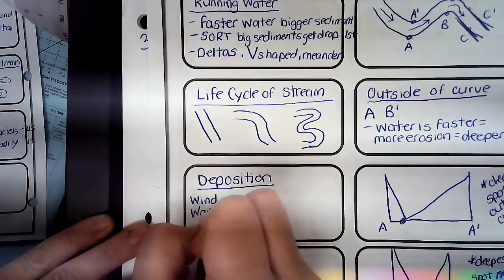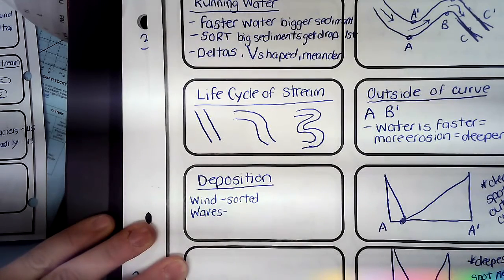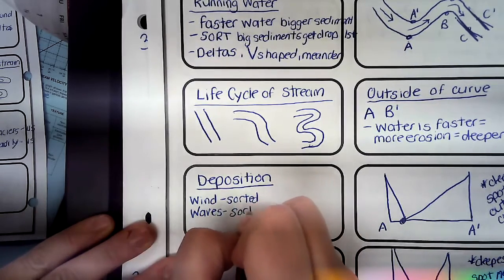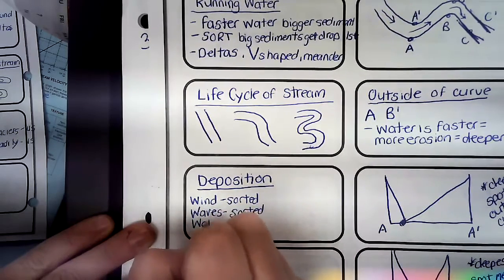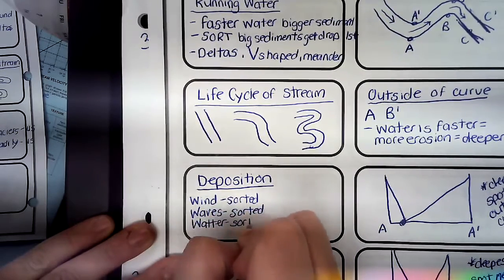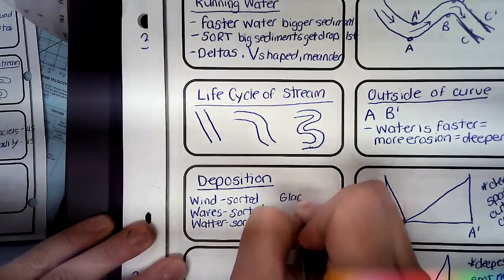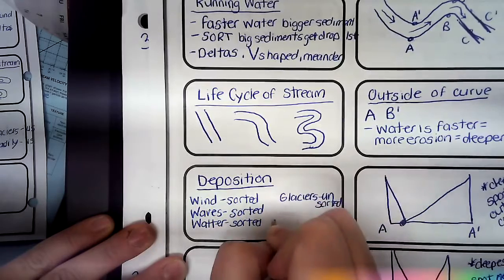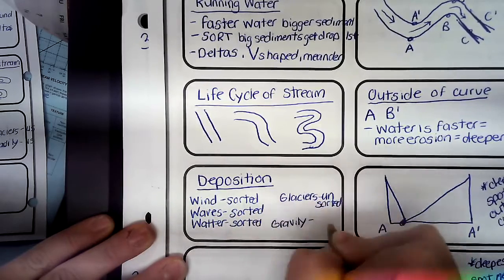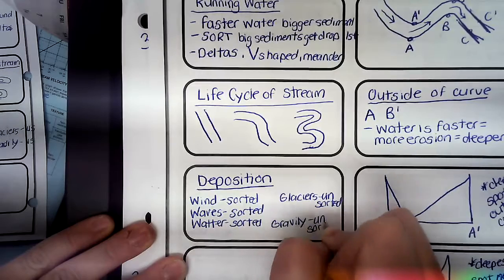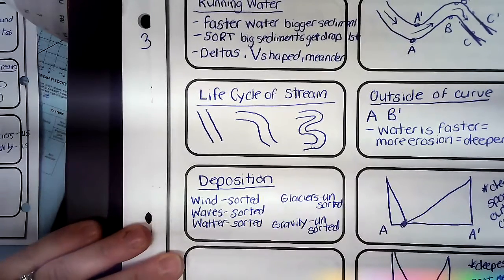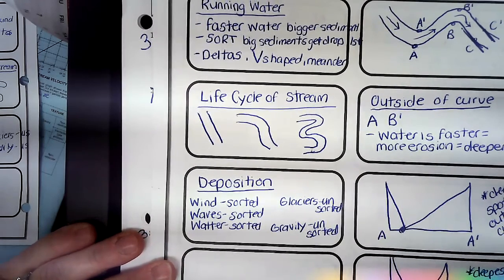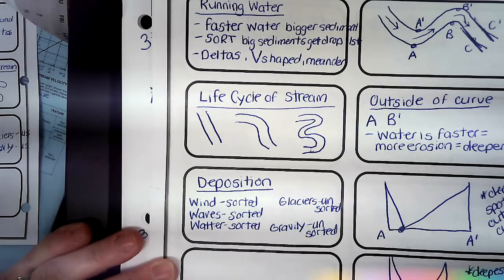How about waves? Sorted. And how about running water? Sorted. How about glaciers? Unsorted. How about gravity? Unsorted. The 3 W's are sorted, the 2 G's are not. And I think I have told you a bazillion times glaciers are unsorted.